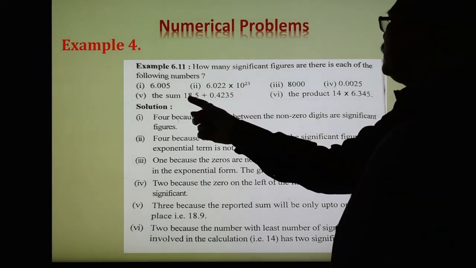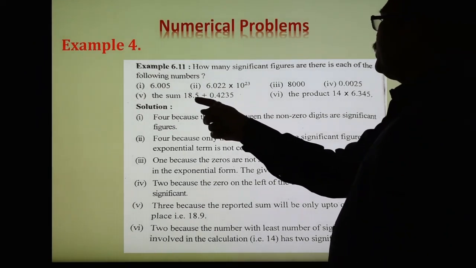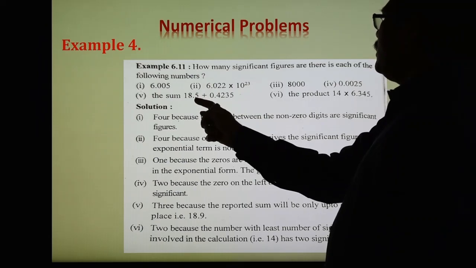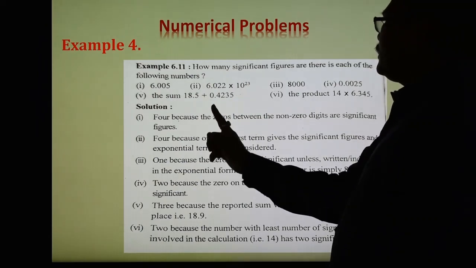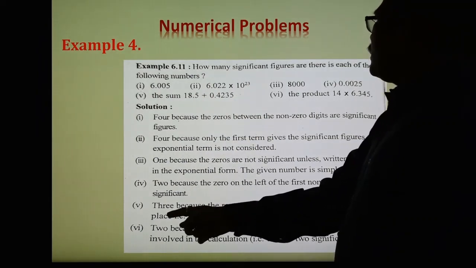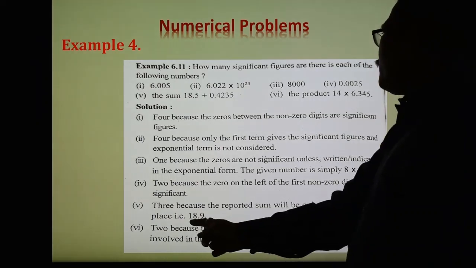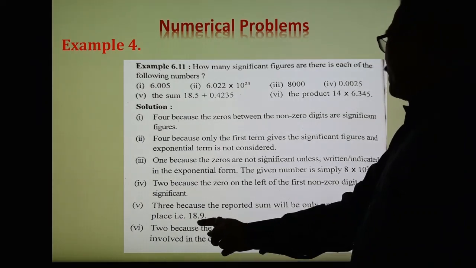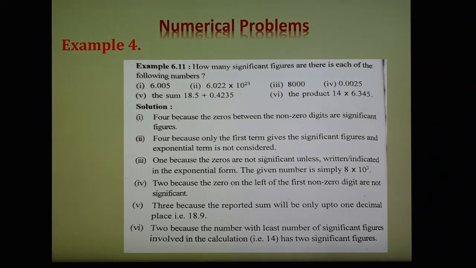In the case of 5, if you do the addition, and here there is only 1 decimal place, then after addition the final result should be reported as 18.9, only up to 1 decimal place.